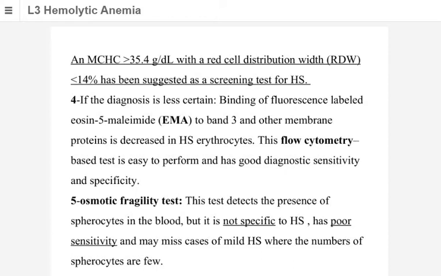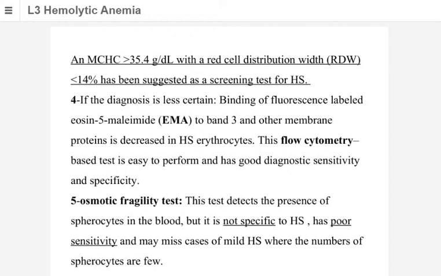If the diagnosis is less certain, there are many other tests, like binding of fluorescence labeled eosin-5-maleimide to band 3 and other membrane proteins, which is decreased. The binding is decreased in hereditary spherocytosis erythrocytes. This test depends on the binding of fluorescence labeled eosin-5-maleimide to band 3 protein membrane.